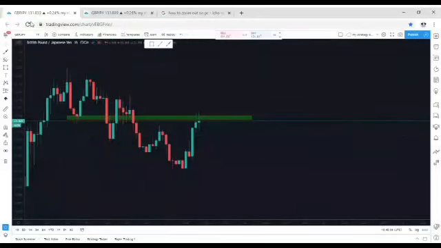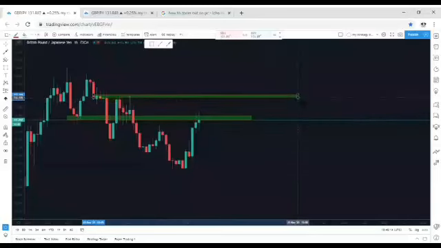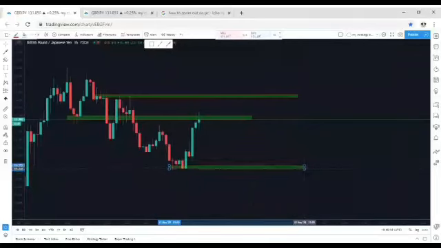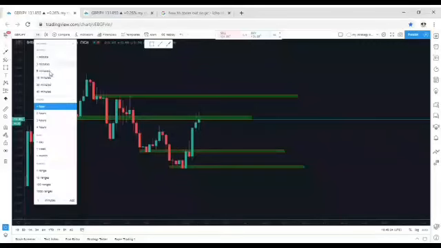Now let's go to the 30 minutes. Okay, now let's identify some important zones here. Then let's take this low. And this also is support. This is also a support.